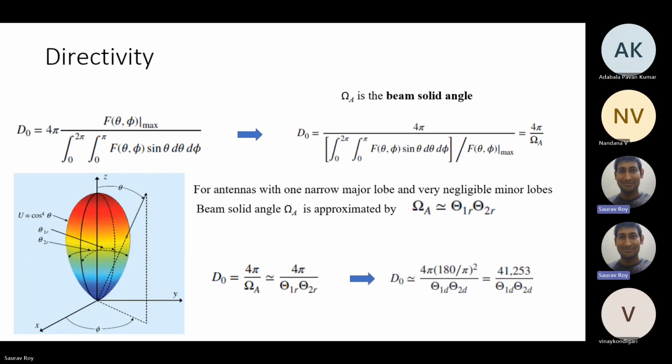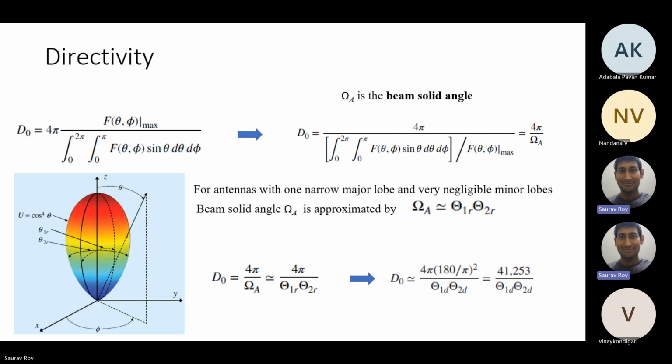I suggest you look into this portion of Balani's book. There are one or two solved examples there, and if you go through them it will be very clear. The next thing is how directivity is calculated. It is often written as 4 pi f theta phi maximum divided by the integral of f theta phi sin theta d theta d phi. It comes from the previous equation, and f theta phi is the radiation pattern, or the radiation intensity, given in that term.